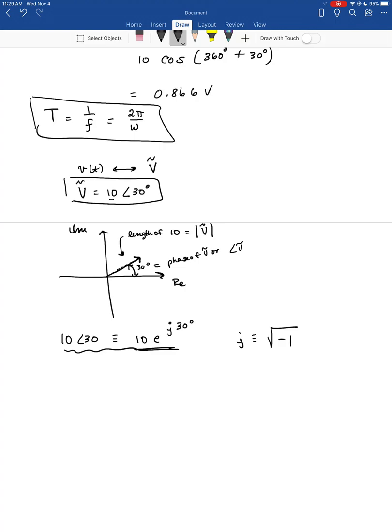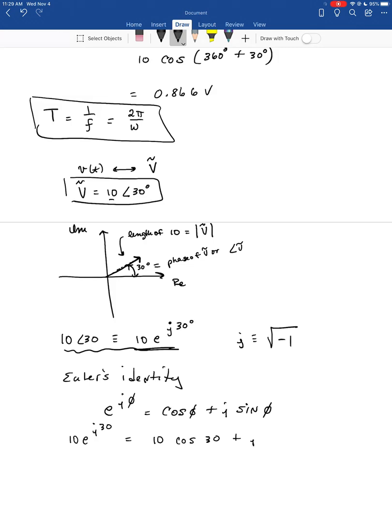Okay, so let's go back to this. So when I have this, remember it's shorthand here. Now remember there is an identity, Euler's identity. It says that e to the j phi is cosine phi plus j sine of phi. So in our case, we have 10 e to the j30. That's 10 times the cosine of 30 plus j times the sine of 30, which is 8.66 plus j times 5.